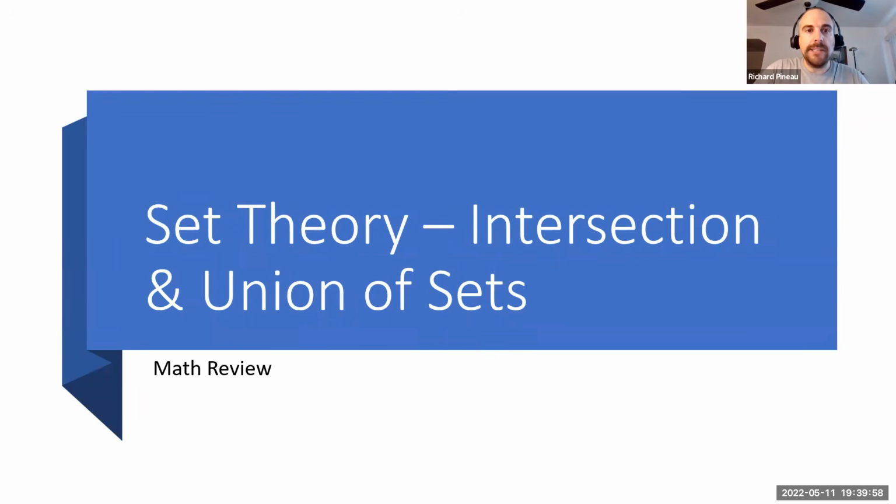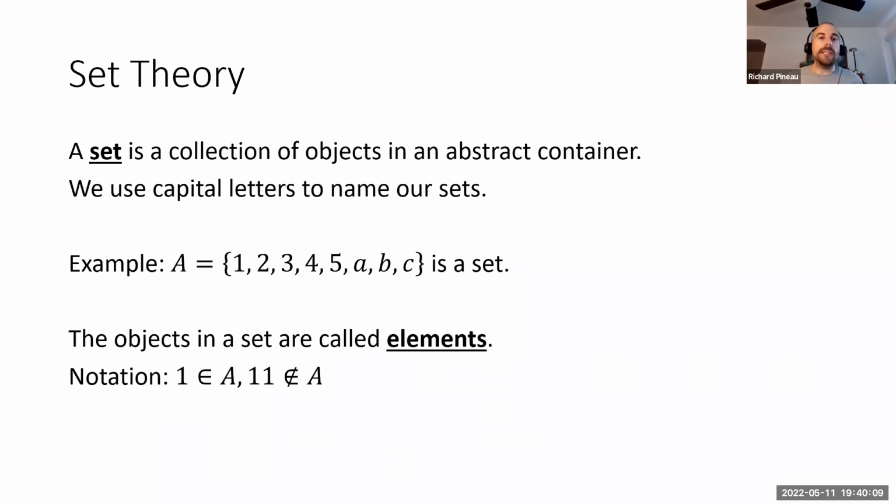This next segment is on set theory and specifically looking at the intersection and union of sets. So this is very important, especially as it relates to probability. So a set is a collection of objects we can think of as in an abstract container. And we generally use capital letters to name our sets. So here's an example. We have the set A, capital A, is equal to 1, 2, 3, 4, 5, and then the lowercase a, b, c. So this is an example of a set. So we use those fancy brackets to denote the abstract container.